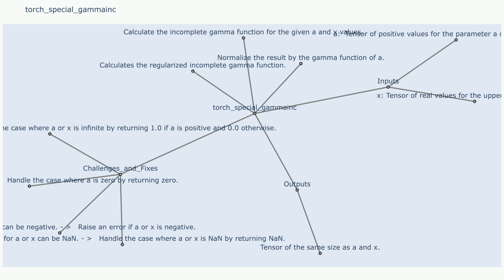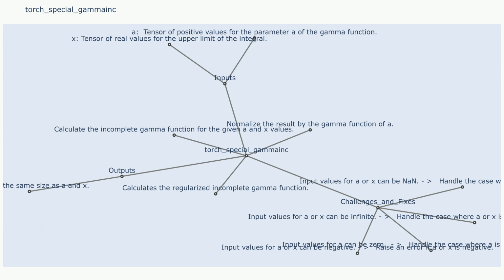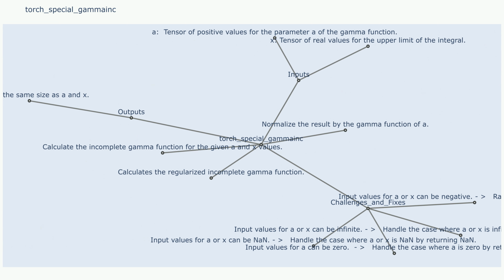Steps: the torch.special.gammainc function evaluates the lower incomplete gamma function for each element in the input tensors. It calculates the integral of the gamma function from 0 to the corresponding value of x for each element in n and x. Challenges and fixes.